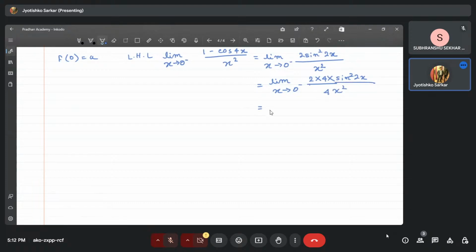Now I can write this taking the scalar out: limit x tends to 0 minus, sine of 2x divided by 2x whole square. That is nothing but 1, and 1 into 8 is 8. So this is our left hand limit. Now as it is our left hand limit and it is given that the function is continuous, there is no need to find the right hand limit. We can easily equate it with this and we will get the value of a as 8.